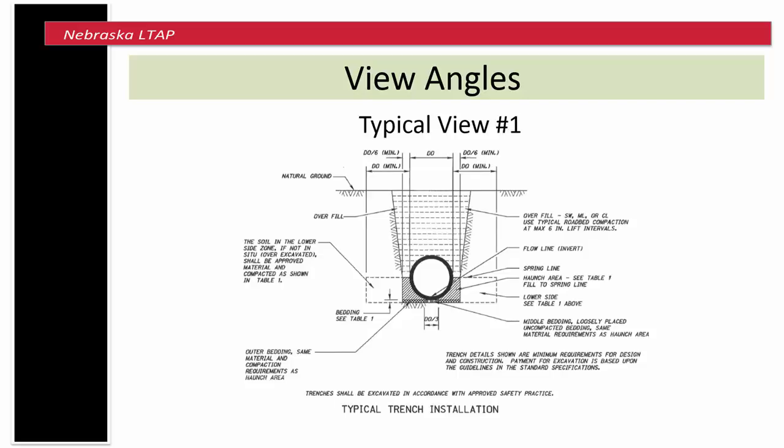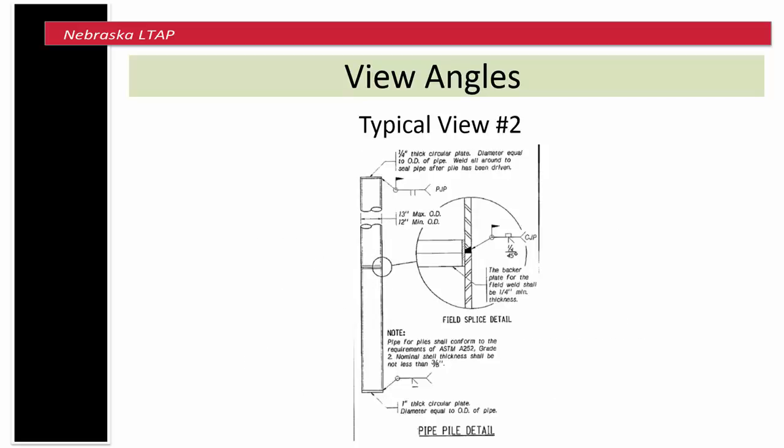The typical view depicts features of a particular design, installation, construction, or methodology. Here's an example of a typical view for the installation of a trench. Here is an example of a typical view for a field splice weld. As you look through the plans, see how many typical views you can find. Remember to look for features of a particular design, installation, construction, or methodology.